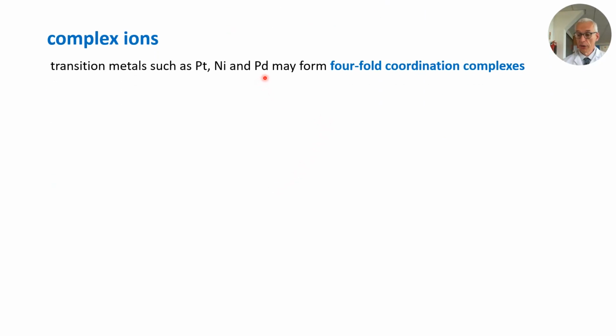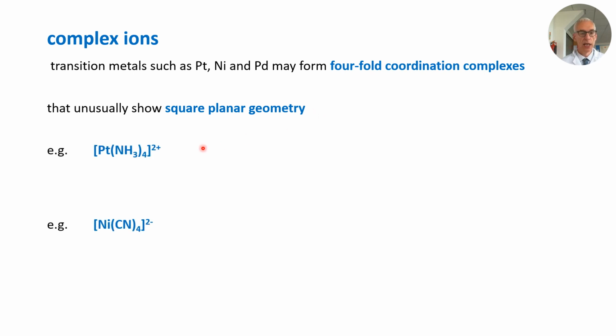Now, there's a little subgroup within the transition metals, platinum, nickel, palladium, which often form 4-fold coordination complexes, but unusually, these complexes may show square planar geometry. So this does not follow valence shell electron pair repulsion theory and has to be known as anomalous. So here are 2 examples, a platinum ammonia complex and a nickel cyano complex.